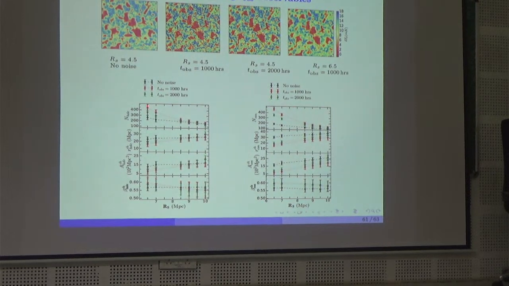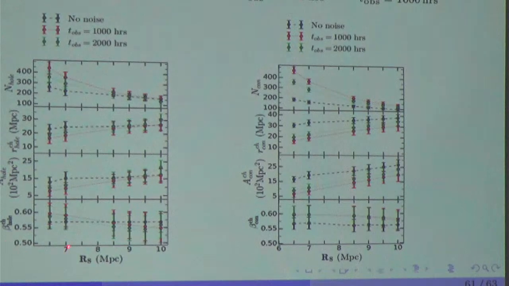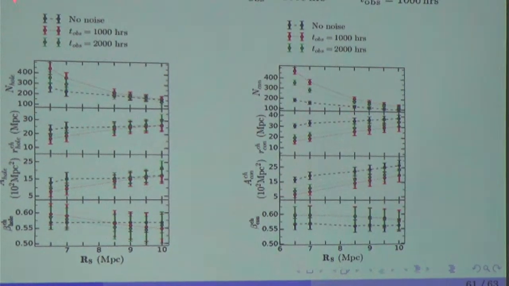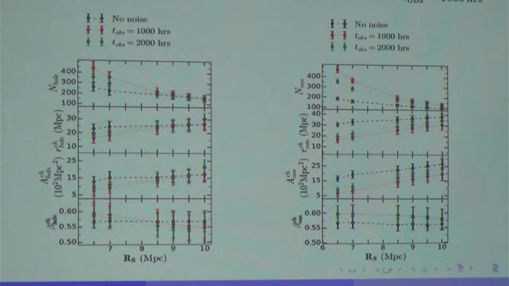On the x-axis are the smoothing scales. At poor smoothing scales, lower than 4.5, you can see that noise is adding extra bias to the statistics. Both the number counts and the size, shape, and so on are affected. So there is an optimum. It is better to do the analysis with a higher smoothing scale, though at higher smoothing scale you lose information.